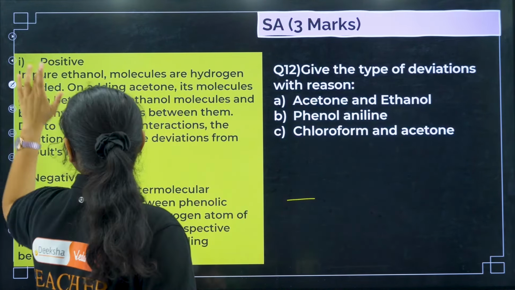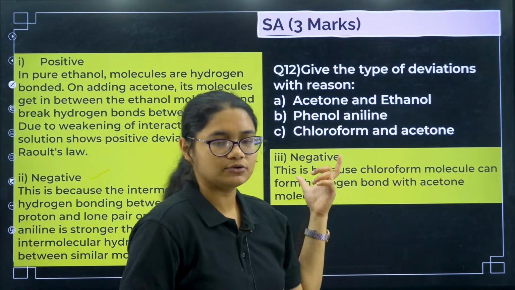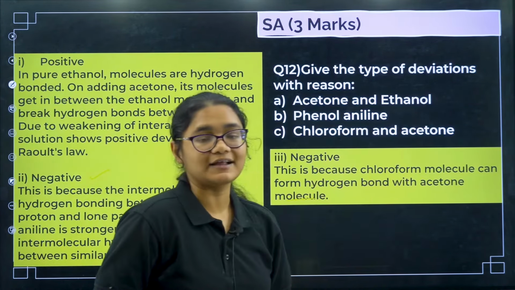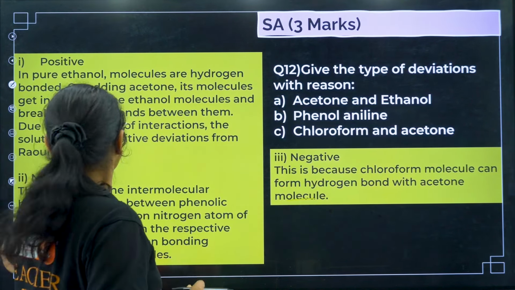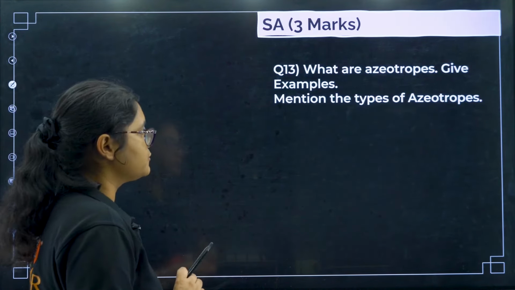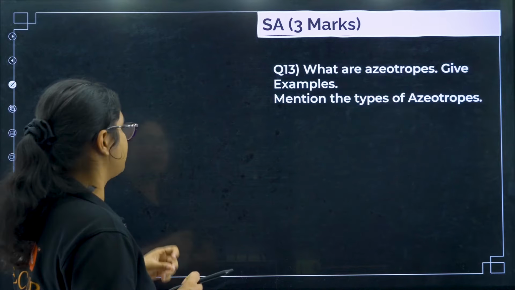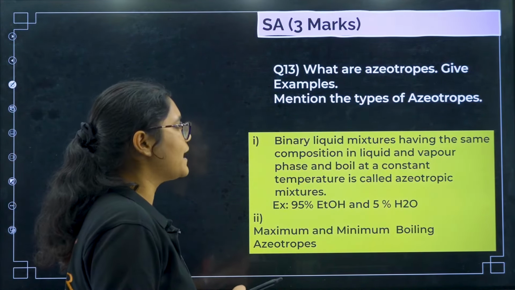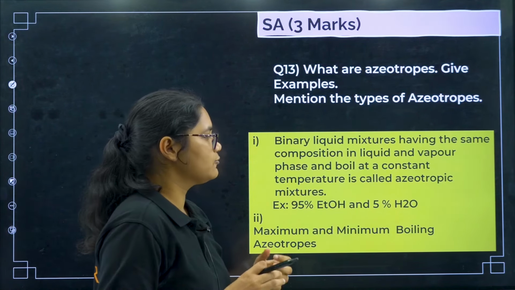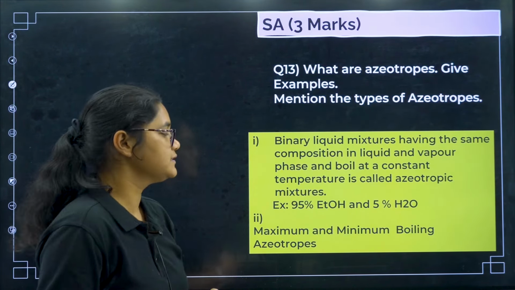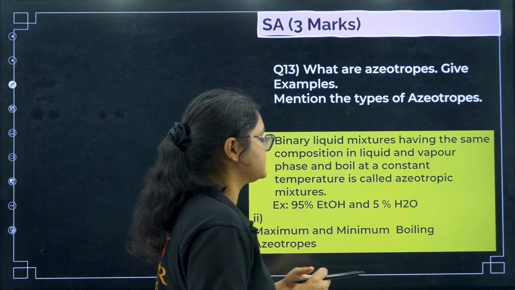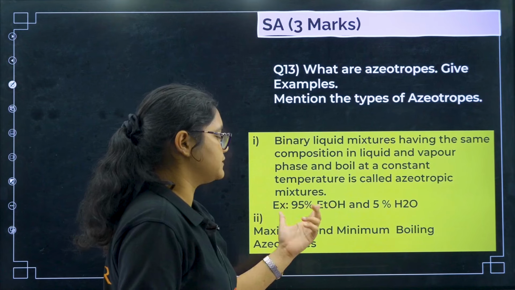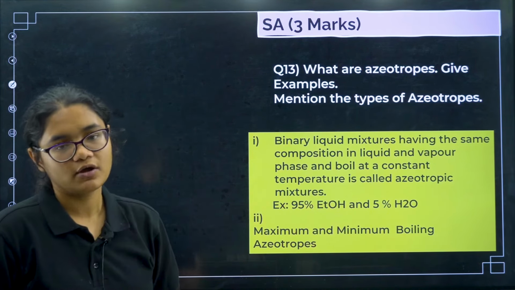Next we have what? Chloroform and acetone. So chloroform and acetone is also negative. This is because chloroform molecule can form hydrogen bond with acetone molecule. Okay. Next, what are azeotropes? Give example and mention the type of azeotropes. So here we have azeotropes are binary liquid mixtures having the same composition in liquid and vapor phase and boil at a constant temperature, called azeotropic mixtures. Okay. Then example, 95% of ethanol and 5% of water.